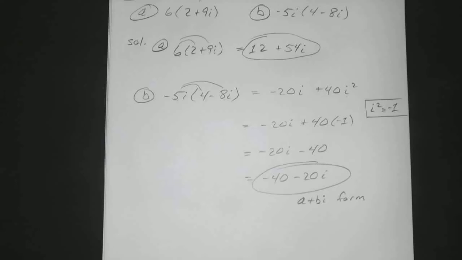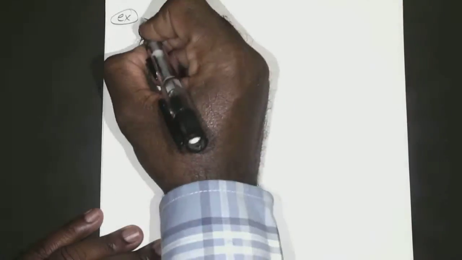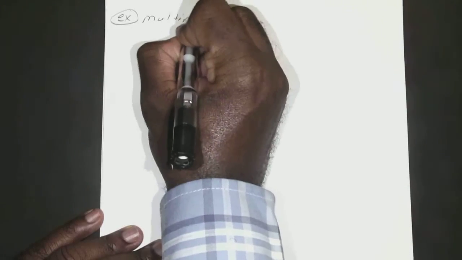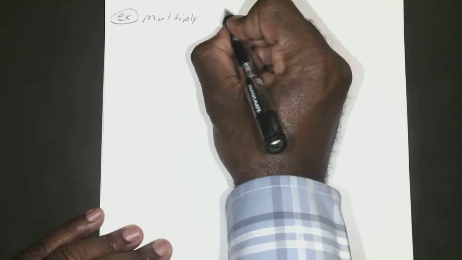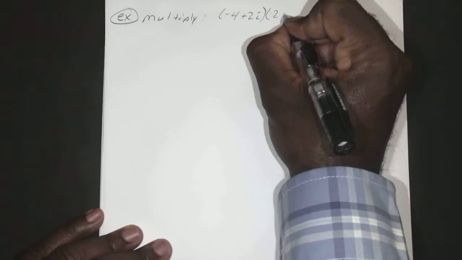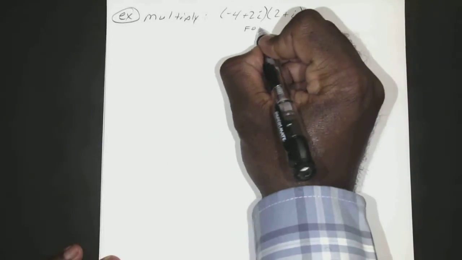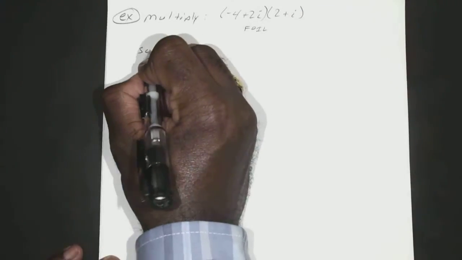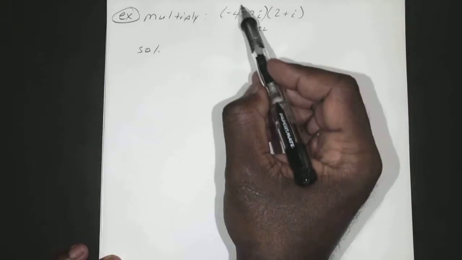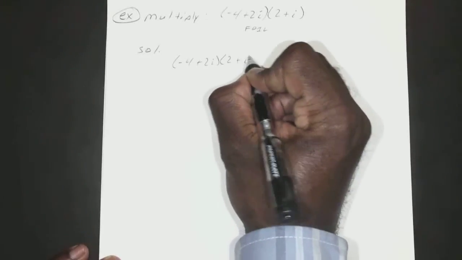Okay, let's do it. Looks like everyone's done writing. Okay, so let's say, for example, we wanted to multiply, say, negative 4 plus 2i and 2 plus i. And for this one, we'll just do the good old-fashioned FOIL method. Okay, so let me just rewrite it. Negative 4 plus 2i, 2 plus i.